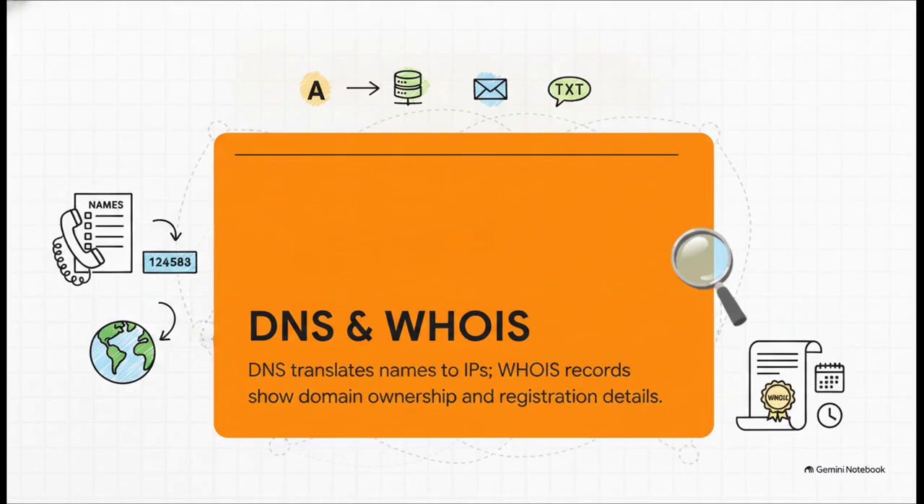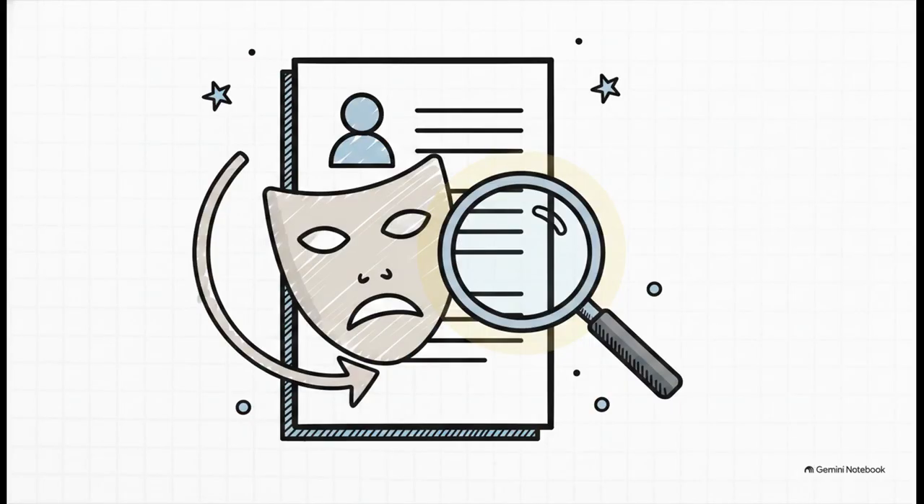Meanwhile, WHOIS records are basically the property deeds. They tell us exactly who registered the domain and when. But of course, there's a catch, right? Thanks to modern data privacy rules like GDPR in Europe and just the widespread use of privacy masking services, looking up a current WHOIS record today often just gives you the name of some proxy company.